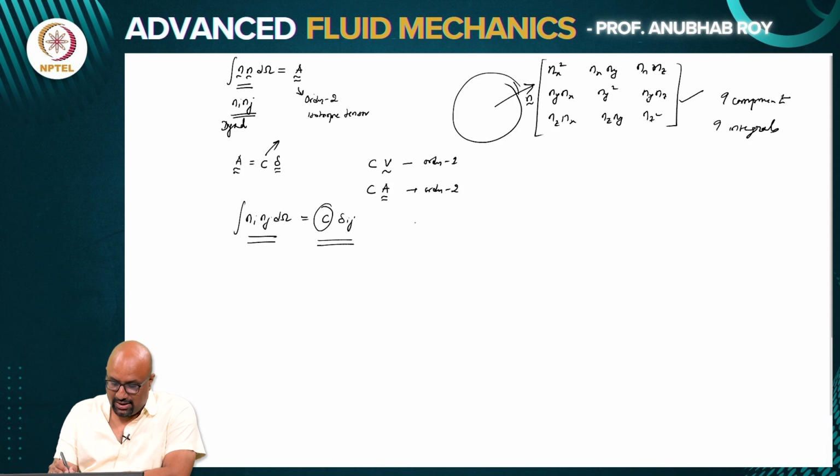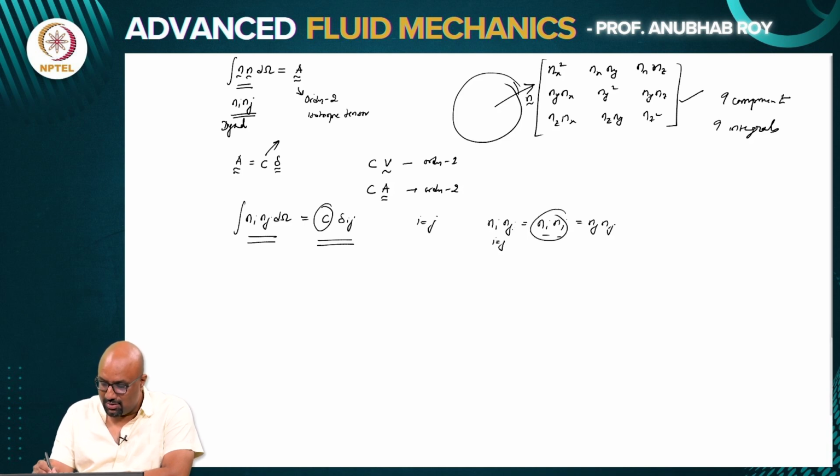So, let us take one example. I will say i is equal to j. So, if i is equal to j, ni nj becomes ni ni or nj nj. There is nothing sacred, as I keep saying, if the indices are repeating. So, ni nj, if i is equal to j, is ni ni or nj nj.